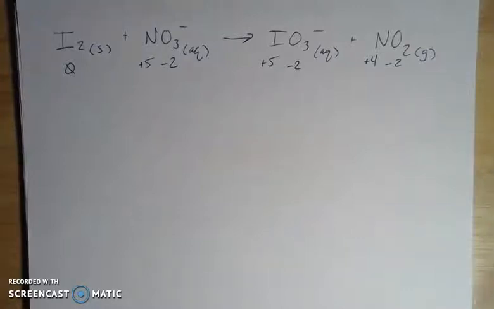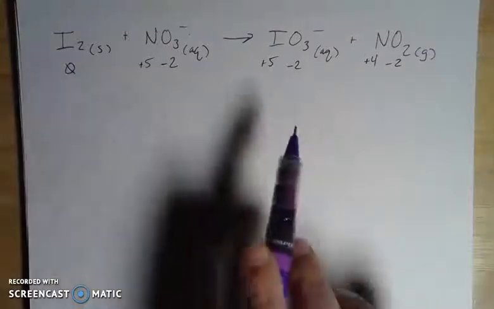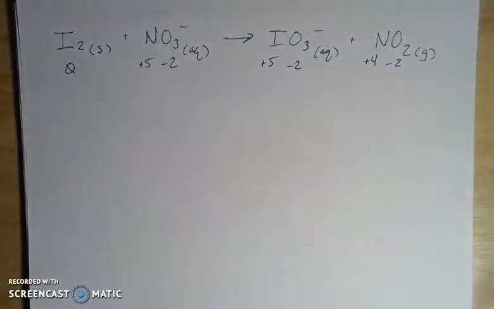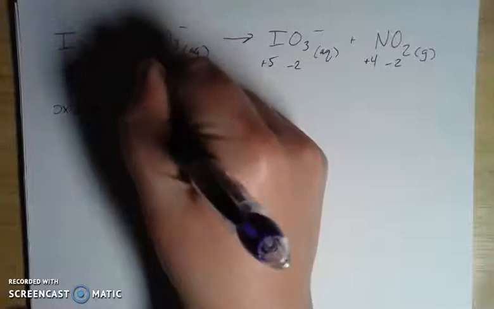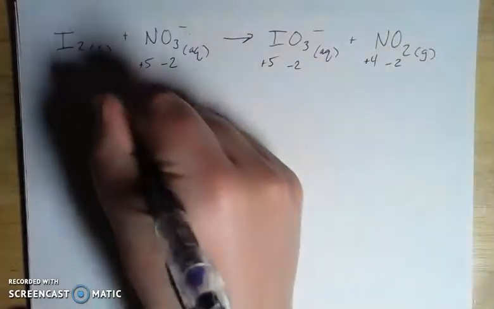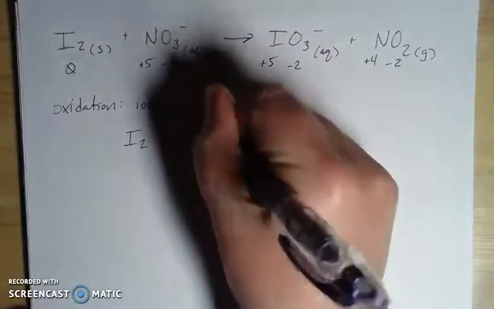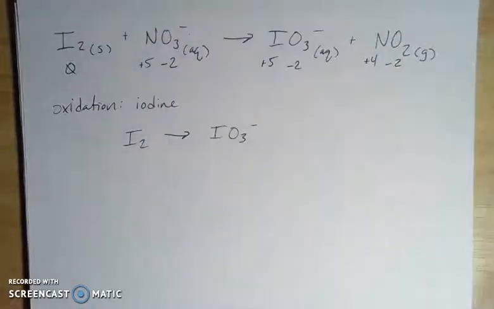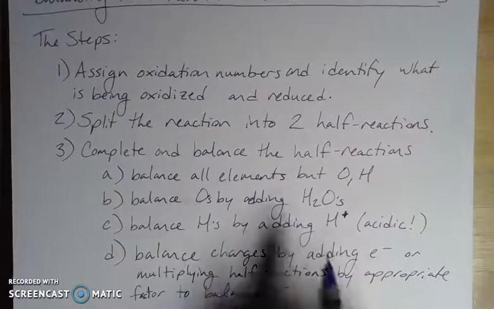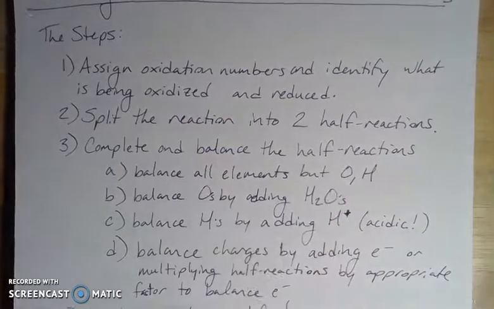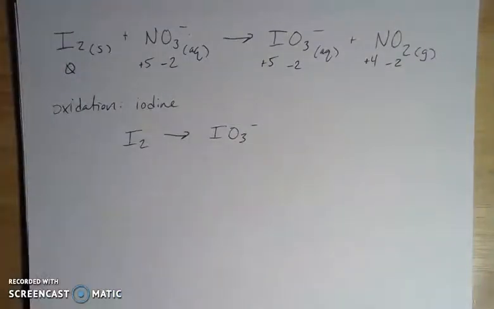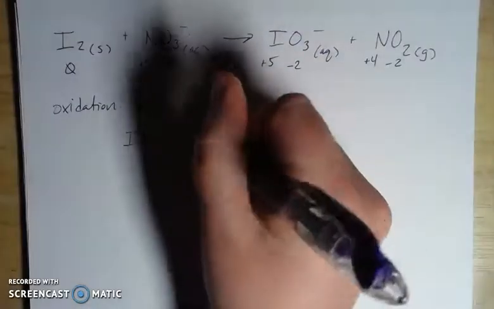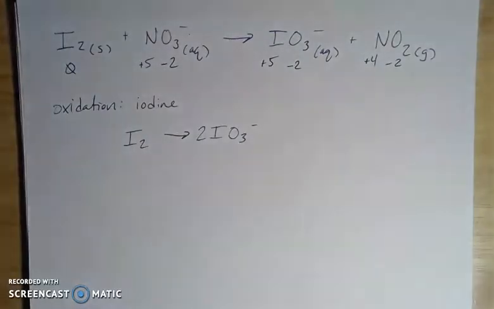So now I need to figure out what's being oxidized and what's being reduced. It looks like my iodine is going from 0 on my reactant side to +5 on my product side. So my oxidation half reaction is going to just focus on my iodine. So I'm going from I2 to iodate. And again, I'm keeping all the component pieces here, because our next step when we're balancing the half reaction is to balance every element except for oxygen and hydrogen. In this case, I have 2 iodines on one side, 1 on the other, so I need to have 2 of these guys. Okay, that's step 1.